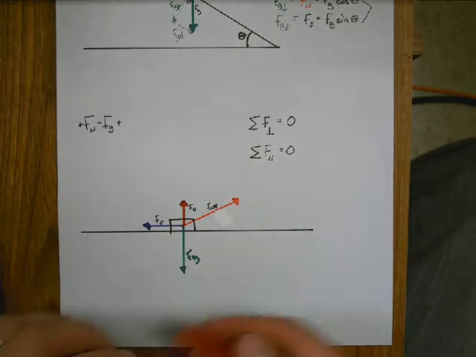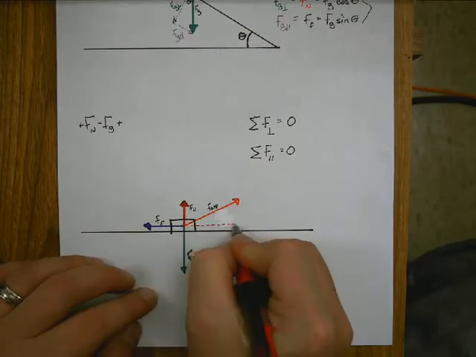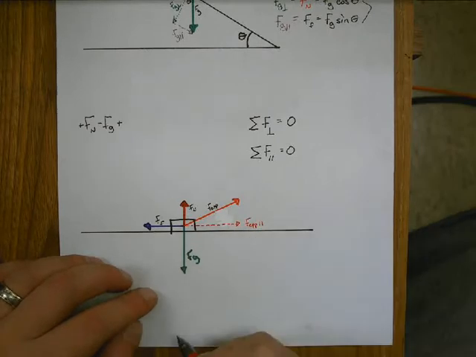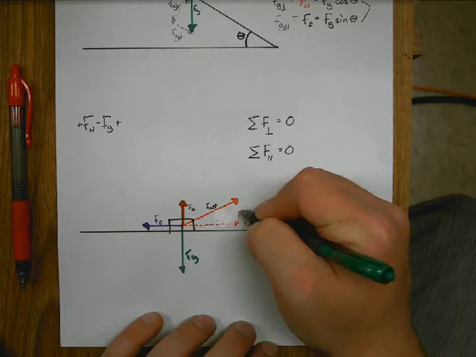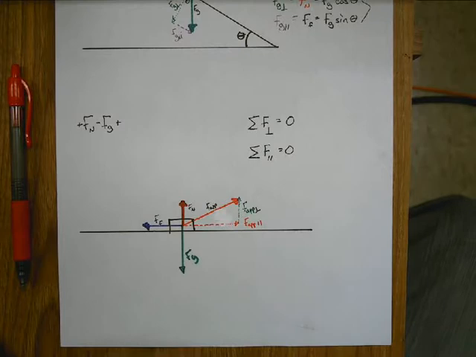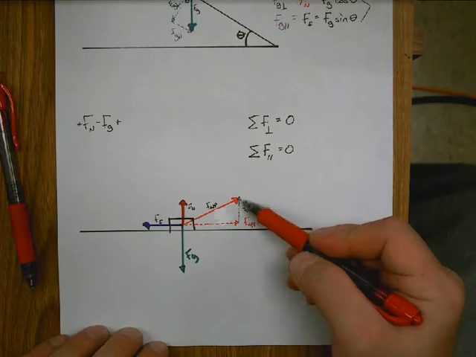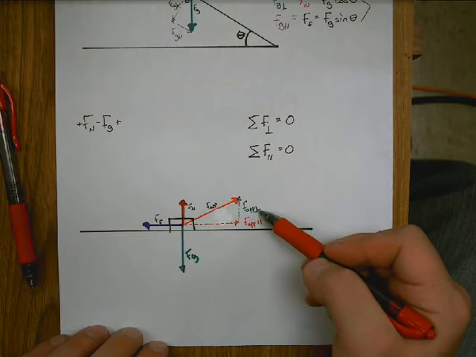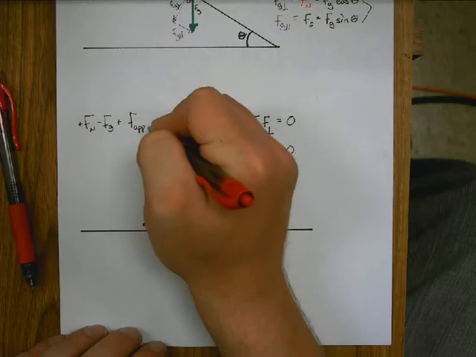We have our parallel component, which looks like that, and I'll call this force applied parallel. And then I also have my perpendicular component, which I'll call force applied perpendicular. Now in this case, force applied perpendicular is up, and so that means that I'm going to have an applied force perpendicular that's going to be positive.